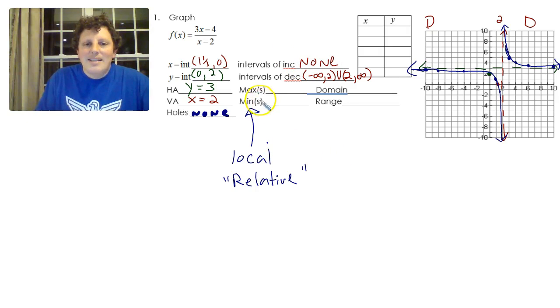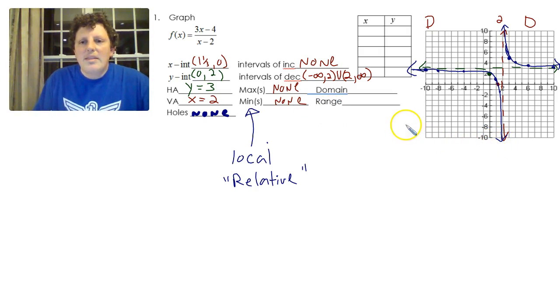Now, we're talking about maxes and mins that are local or relative, and that means the function has to be increasing and change direction to decreasing, or decreasing and change direction to increasing. That doesn't happen in this function. There is no maximum and there is no minimum in this example.